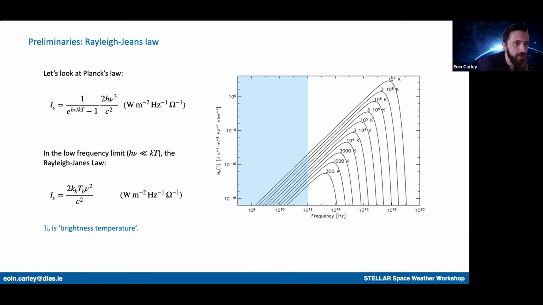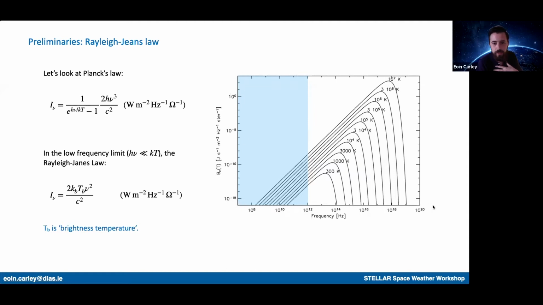Okay, second bit of my preliminaries, I'll talk about the Rayleigh-Jeans law, and this starts to get us a little bit closer to a thermal emission mechanism. So in quantum mechanics, we may have come across before Planck's law, which is basically the spectrum produced by a black body. A black body is one where you absorb as much radiation as you emit. It's in thermal equilibrium. And the photon spectrum it emits is a thermal photon spectrum. This is what Planck's law describes in specific intensity here.